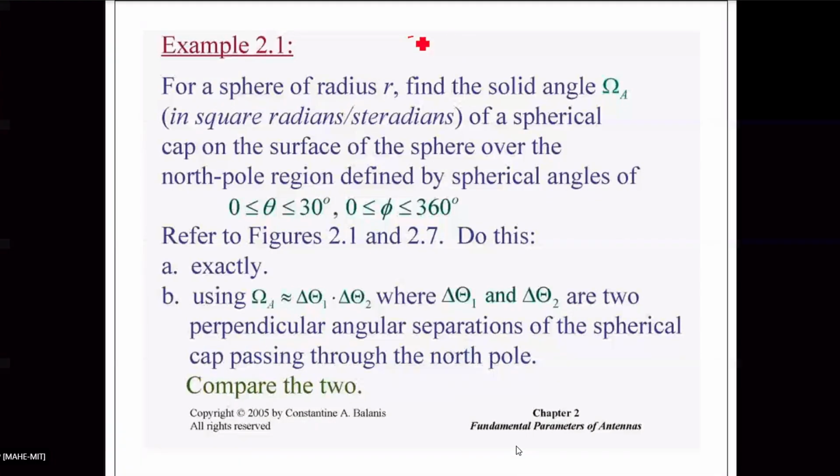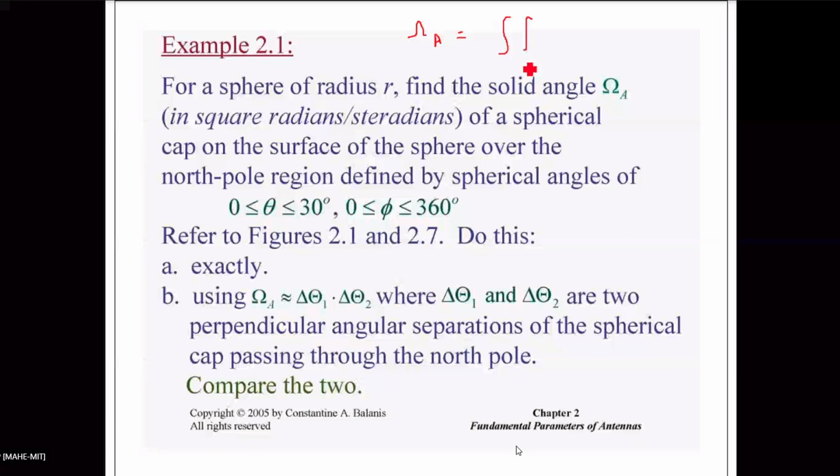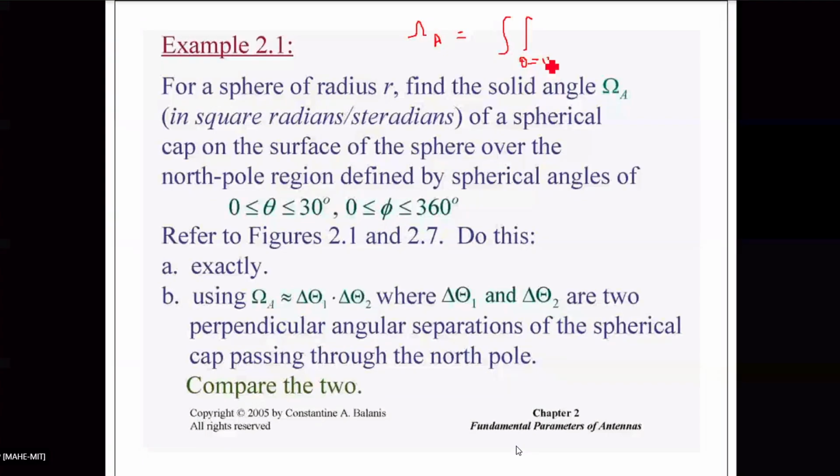If you want to find out exactly, omega A is equal to double integration, where theta is equal to 0 to 30 degrees, and phi is equal to 0 to 360 degrees, of d omega, which is sin theta d theta d phi. Okay, how much do you get?